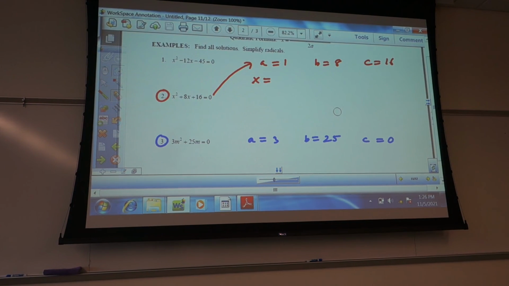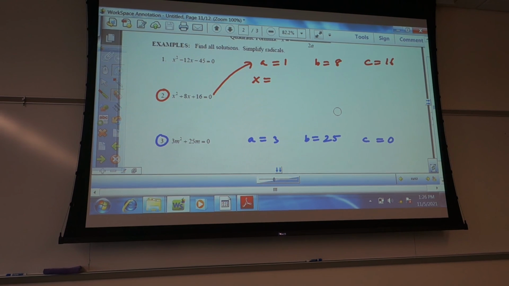All right, so there's your A, your B, and your C. Note on number 3, the C is 0. So go ahead and plug them into your formula, and then solve them.